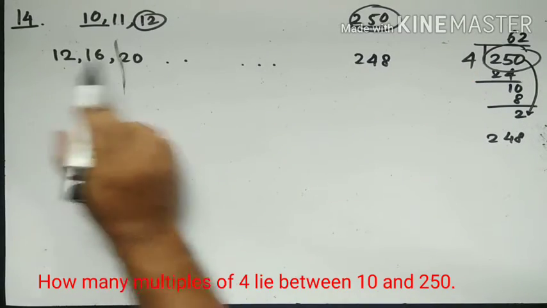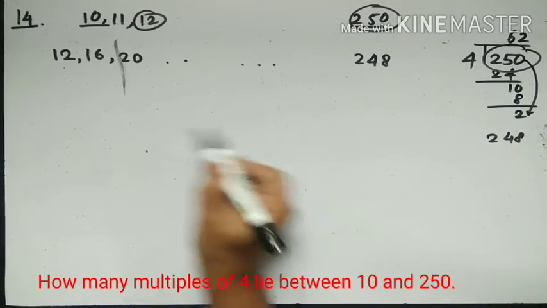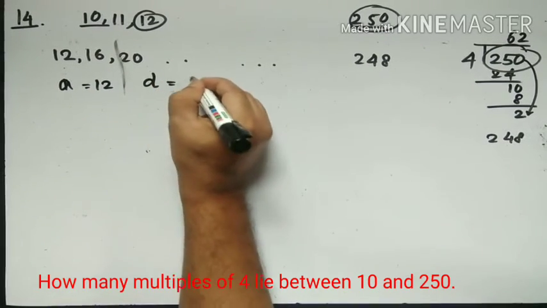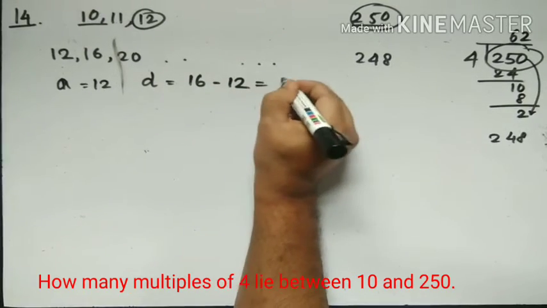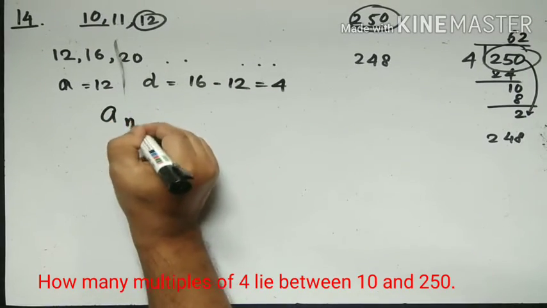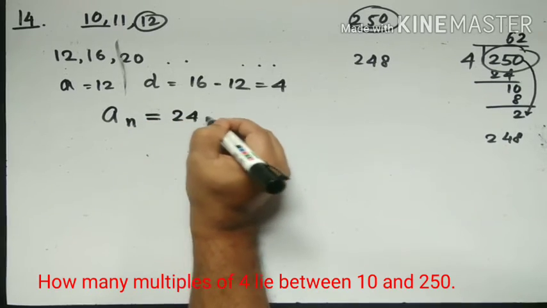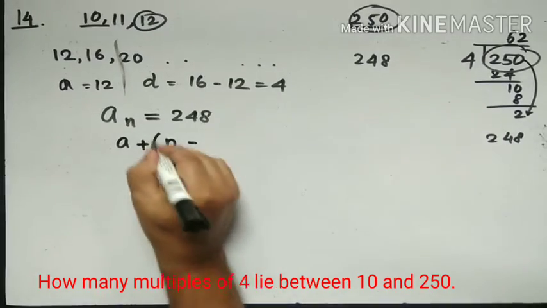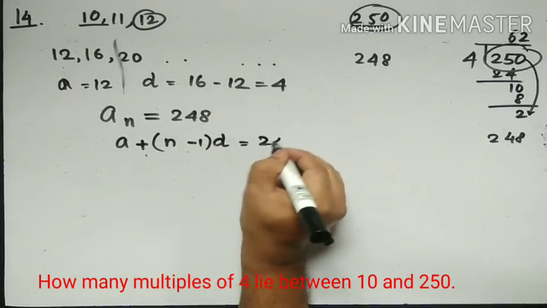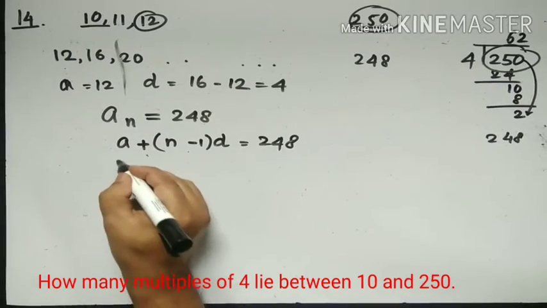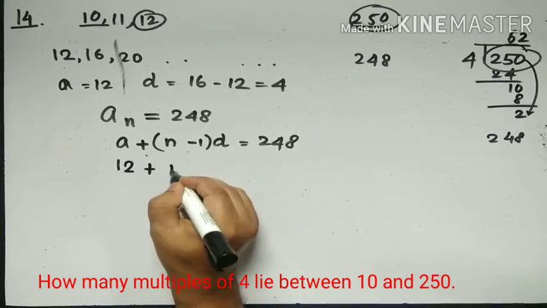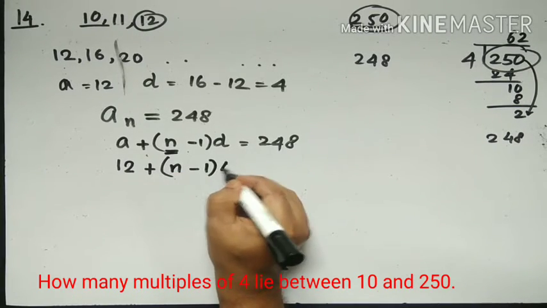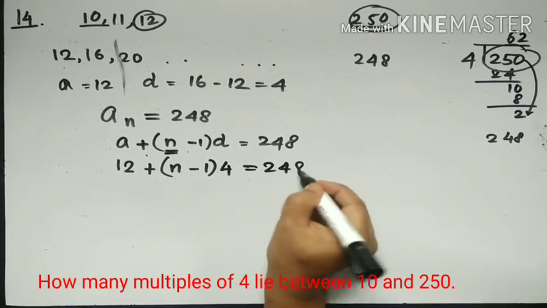Now from 12 to 248, how many terms are there? Here A will be equal to 12, and D equals 16 minus 12, which is 4. Let the number of terms be n. Therefore, an equals 248. Now, what is the an formula? A plus n minus 1 times D equals 248. Now, put the values. The value of a is 12, and n we have to find out, n minus 1, and D is 4 here, equal to 248.